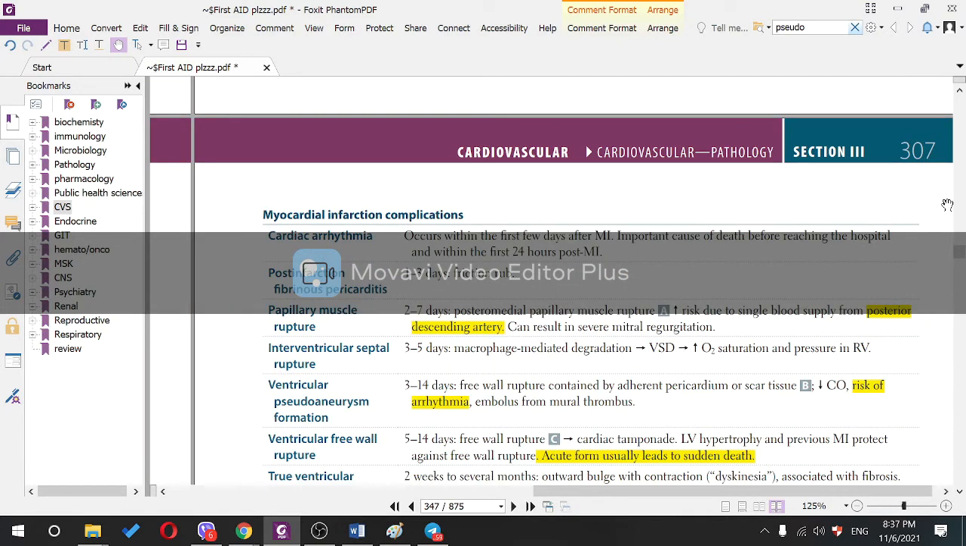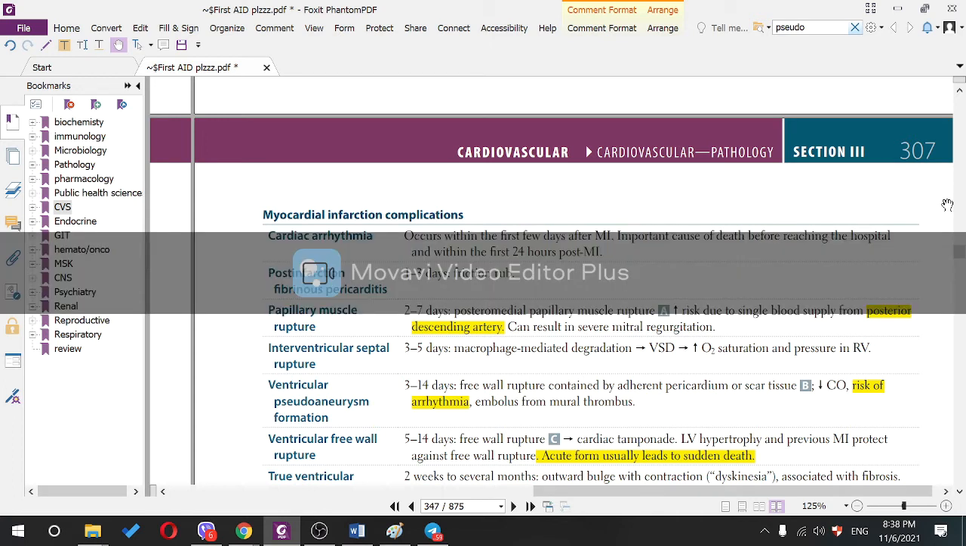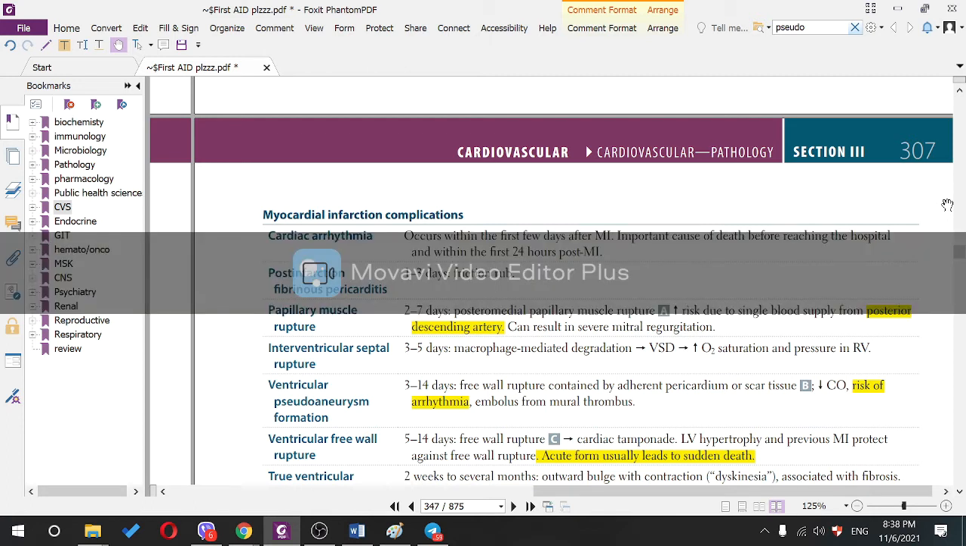So speaking of the complications, remember the most common cause of death in the first 24 hours after an infarction was what? Ventricular arrhythmias. So cardiac arrhythmia occurs within the first few days after an MI, and it's an important cause of sudden cardiac death, even before reaching the hospital, and within the first 24 hours post MI. So some person gets an MI, 24 hours later he's gone. What has happened? Well, he got an arrhythmia. That's it.